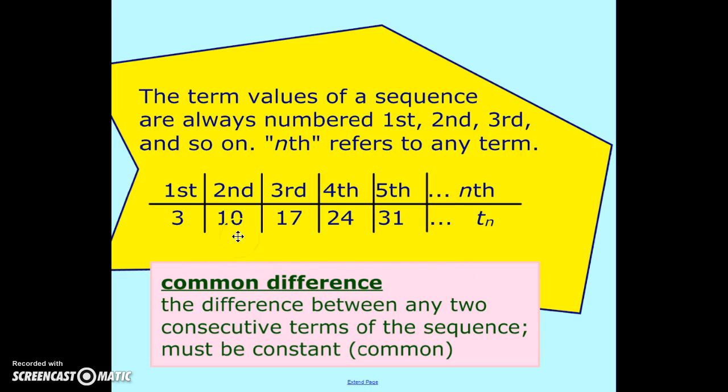The difference between each term is called the common difference. So if you could go ahead and add that to your notes. In this case, the common difference is positive 7. You can just label it like this and write common difference. You don't need to write the definition. I think you pretty much understand.